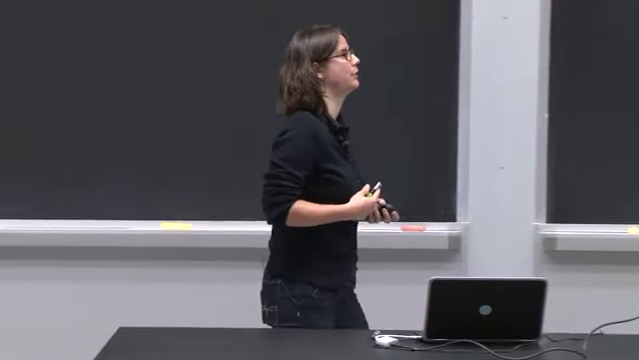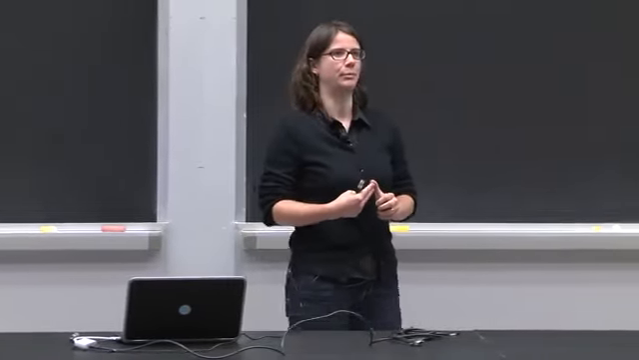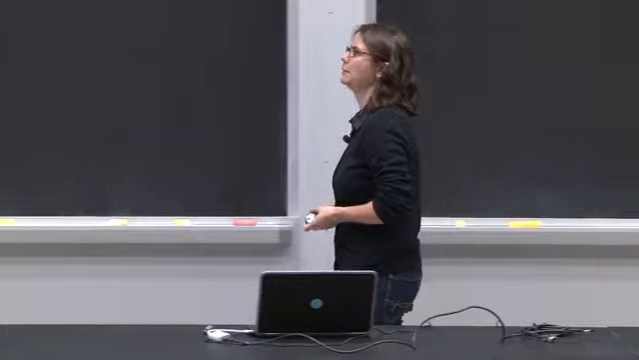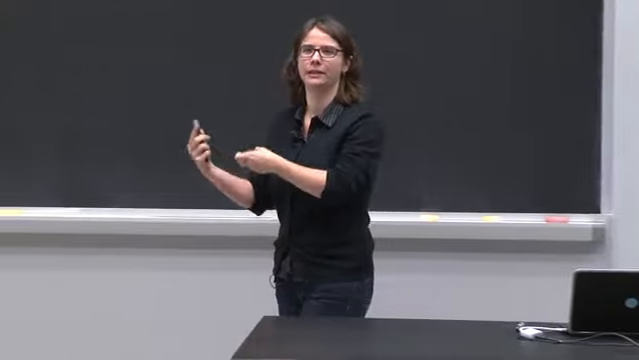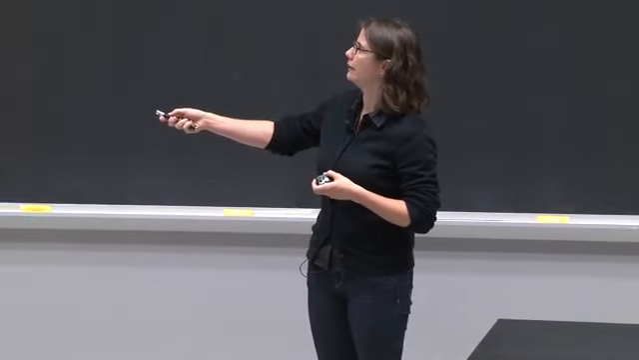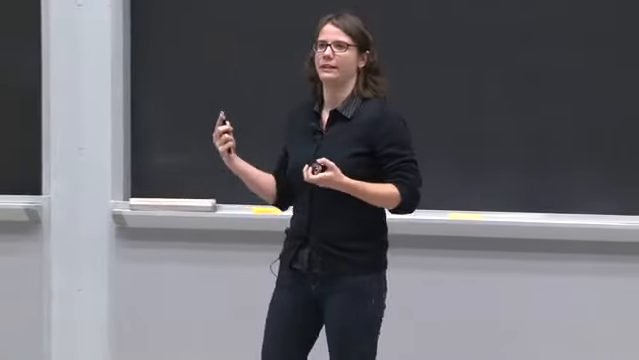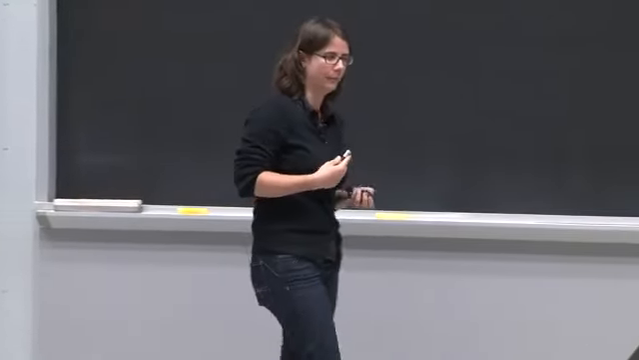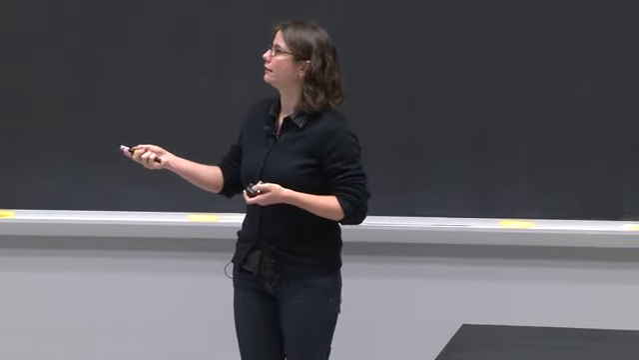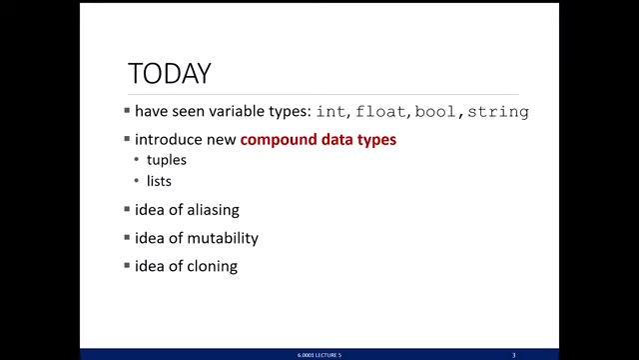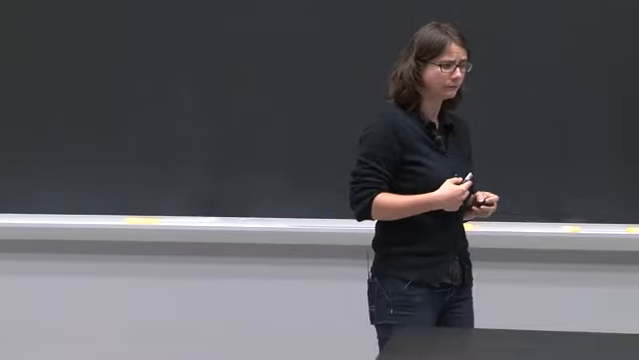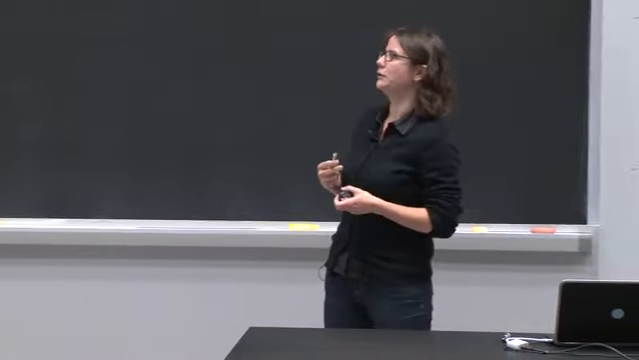So today, we're going to introduce two new data types. And they're called compound data types because they're actually data types that are made up of other data types, particularly ints, floats, booleans, and strings. And actually not just these, but other data types as well. So that's why they're called compound data types. So we're going to look at a new data type called a tuple, and a new data type called a list. And then we're going to talk about these ideas that come about with, specifically with lists. All right, so let's go right into tuples.